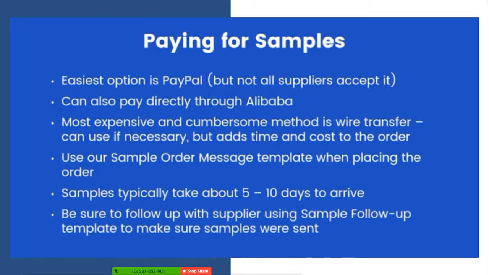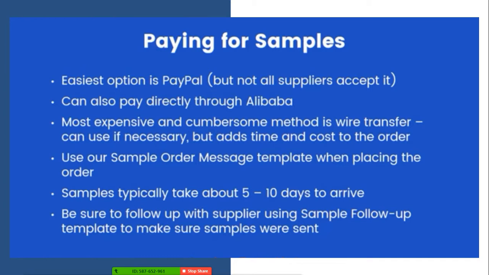Okay. So paying for samples, the easiest option is PayPal, but not all suppliers accept it. But most suppliers will normally go for PayPal. You can also pay directly through Alibaba. The most expensive and cumbersome method is wire transfer, and you can use wire transfer, but it's really unnecessary. Okay, and I don't want you to focus on wire transfer for now. That will only be for making the inventory order.